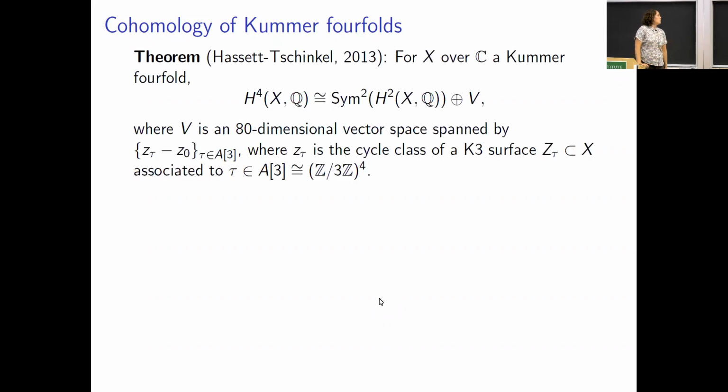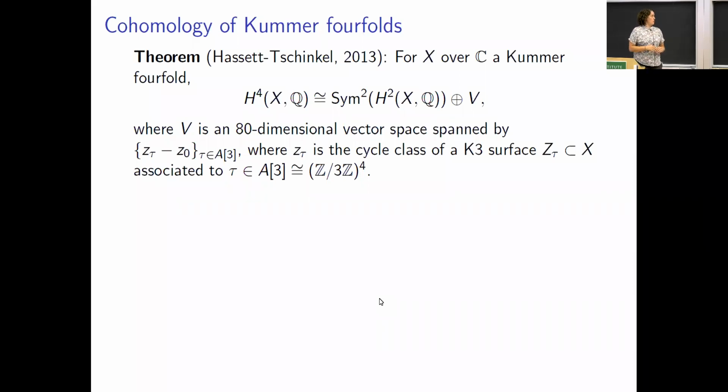Okay, so the arithmetic thing that I want to consider is the cohomology. Let me first tell the story about what happens over the complex numbers, and then we can look at what happens when you generalize to other fields. This was first studied by Hassett and Tschinkel. They showed that if you start with a Kummer fourfold, so one of these fourfolds deformation equivalent to the generalized Kummer fourfold, then you can look at its middle cohomology, and it breaks into two parts. There's a boring part coming from the lower degree cohomology, and then there's this interesting part, which is an 80-dimensional vector space V.